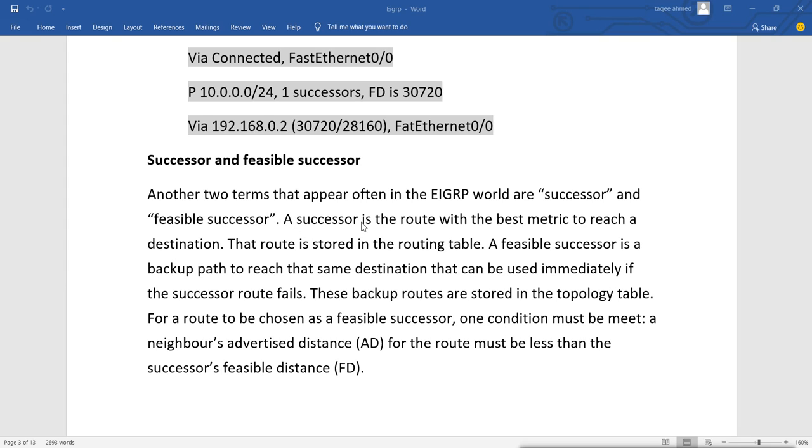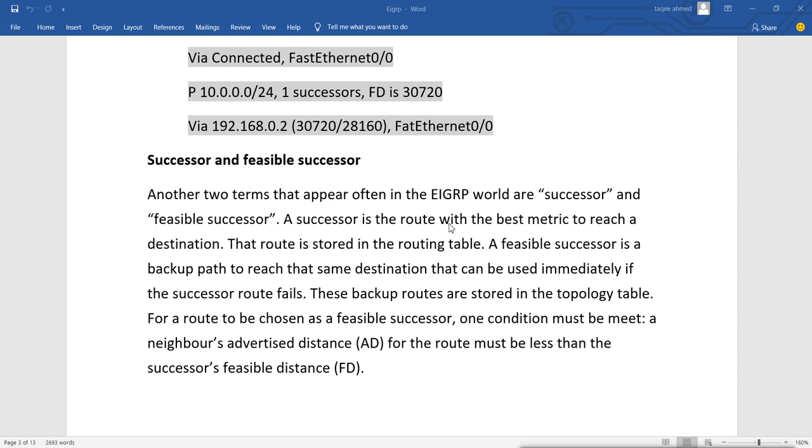A successor is the route with the best metric to reach a destination, and the route is stored in the routing table. A feasible successor is the backup path to reach that same destination that can be used immediately if the successor route fails, and these backup routes are stored in the topology table. For a route to be chosen as a feasible successor, one condition must be met: a neighbor's advertised distance, that is AD, for the route must be less than the successor's feasible distance.